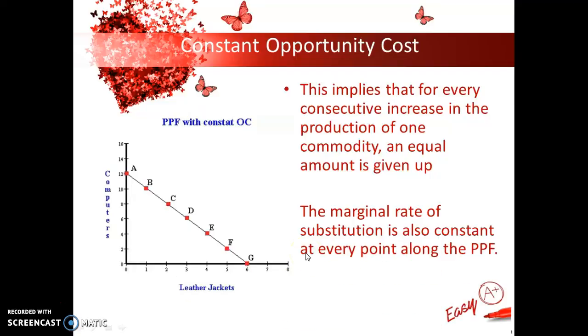And the marginal rate of substitution is also constant at every point along the PPF. Now this is just a fancy name for the rate at which a consumer is willing to give up one good to get another good. So the rate at which a consumer is willing to give up leather jackets to get computers is constant at every point, right?